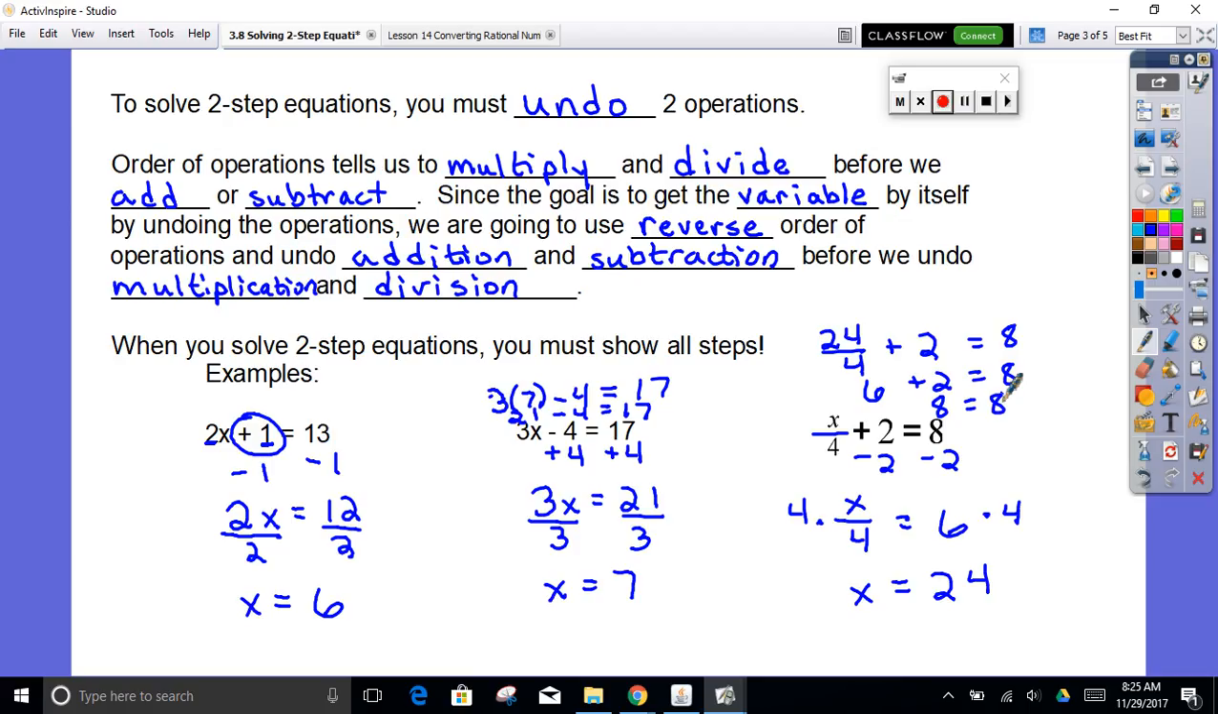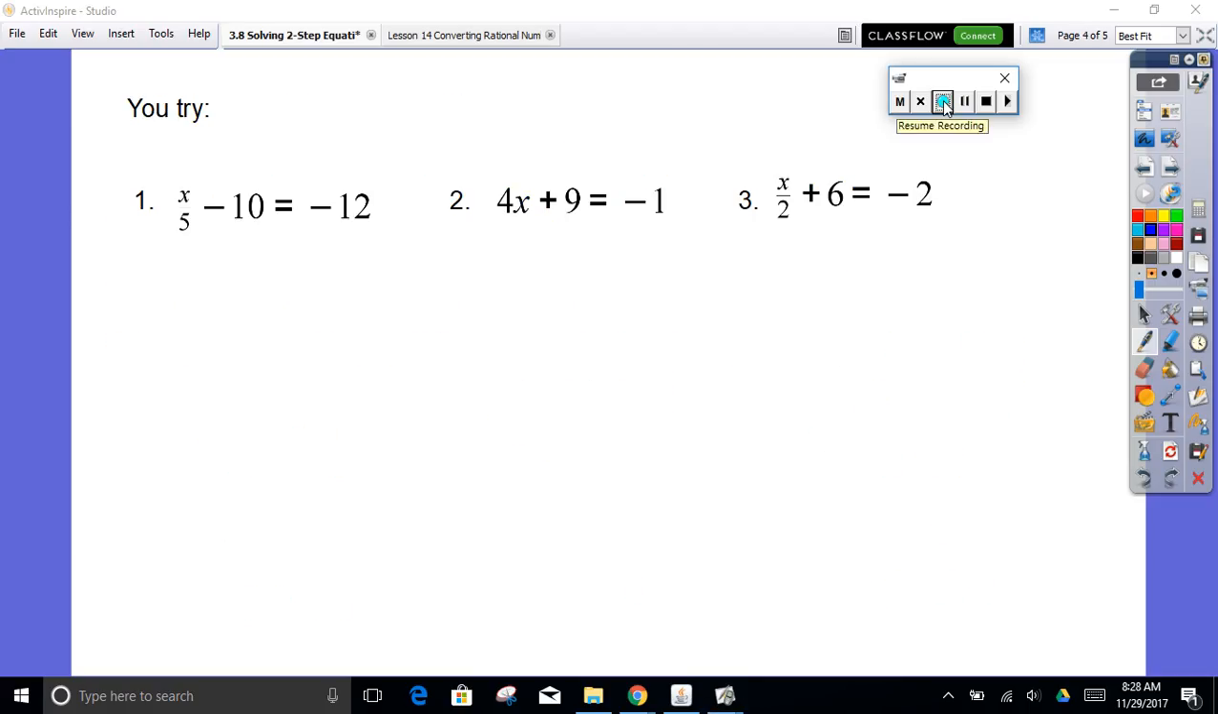Okay, next 3 are examples for you to try. Make sure that you're showing all of your work, just like we did on these examples. I'm going to leave this slide up so you can see the examples if you didn't take good notes. And then we'll talk about the 3 examples and go from there. Okay, let's go over these examples. Reed, can you tell me what to do for number 1? You add 10 on both sides. Okay.